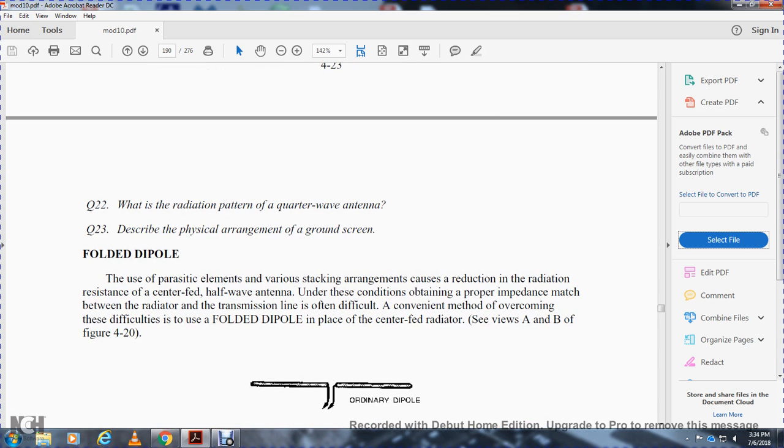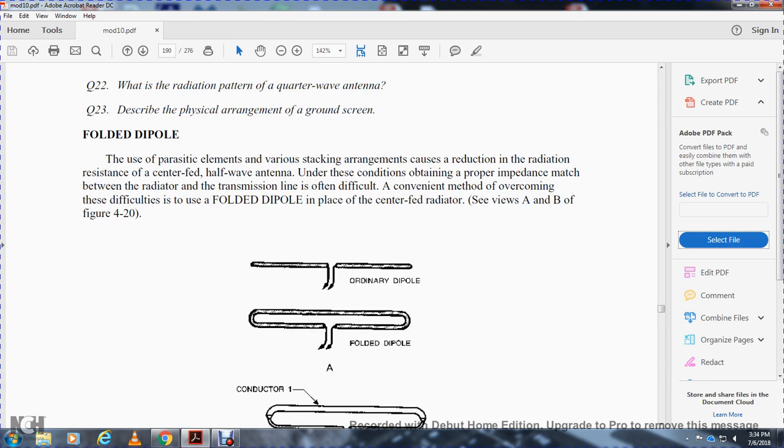Alright, the folded dipole. When using parasitic elements for the various ranges, the reduction of the radiation resistance of the half-wave dipole under these conditions makes obtaining the proper impedance for matching between the radiator and the transmission line often difficult. The conventional method of overcoming the difficulty is to fold the dipole and center feed the radiator, as in view A and B of figure 410.